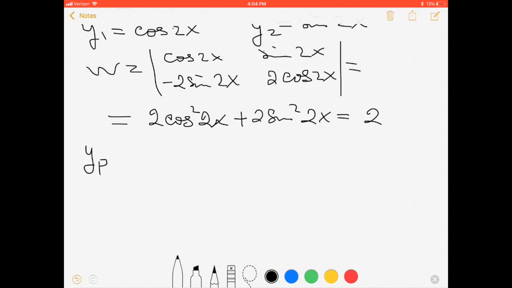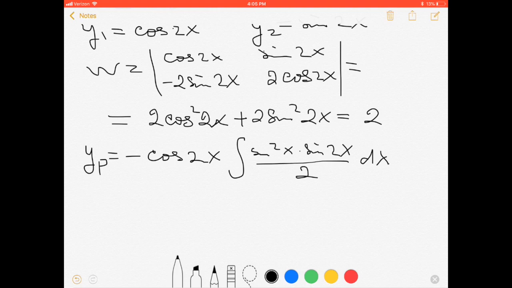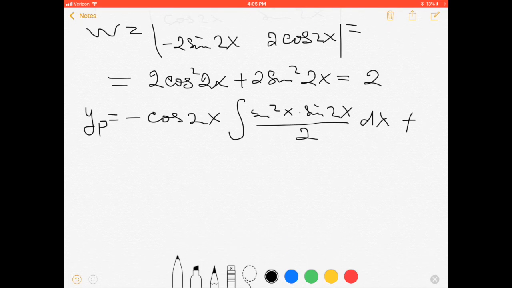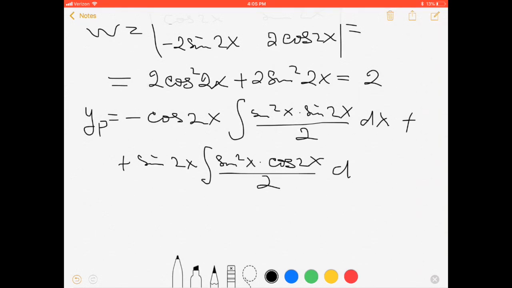If you have your particular solution, it will be negative first function, this means negative cosine 2x, or opposite sign, integral, product of your right part function in your equation, this means our sine square x, multiplied by second solution, this will be sine 2x, and divide by Wronskian dx, plus second part, here a switch, but only plus, we have plus sine 2x integral, here we have sine square x times cosine 2x divided by 2 dx.